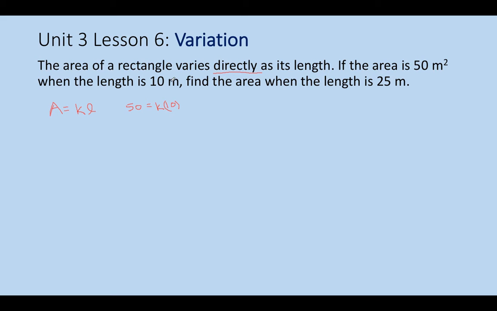okay, so just stop here for a second. Let's write our direct variation equation. Solve for k, solve for my constant. I divide both sides by 10. I get my constant is equal to 5. And so that means my direct variation equation is area equals 5 times the length. Now I continue on. And it says find the area when the length is 25. Well, area equals 5 times 25. And that's going to give me 125 meters squared.